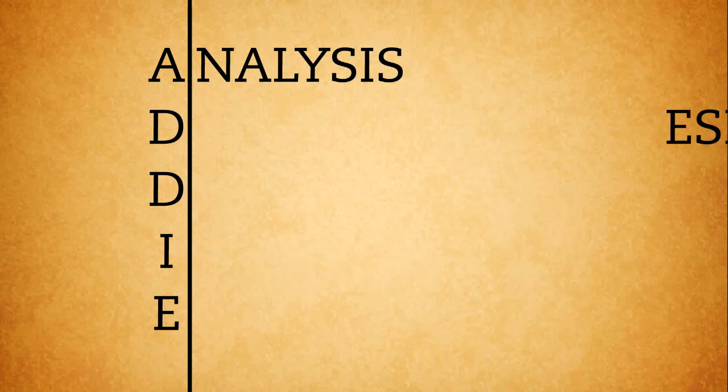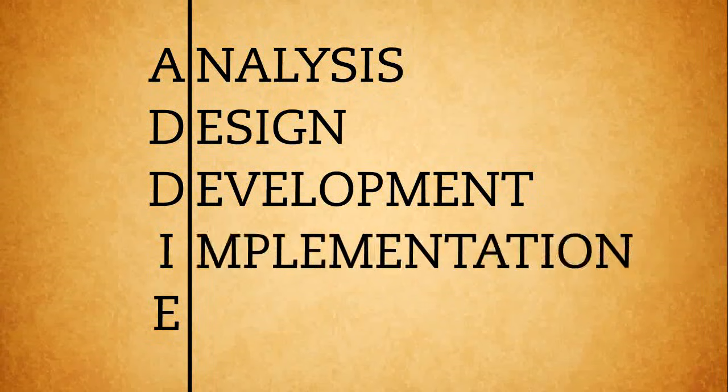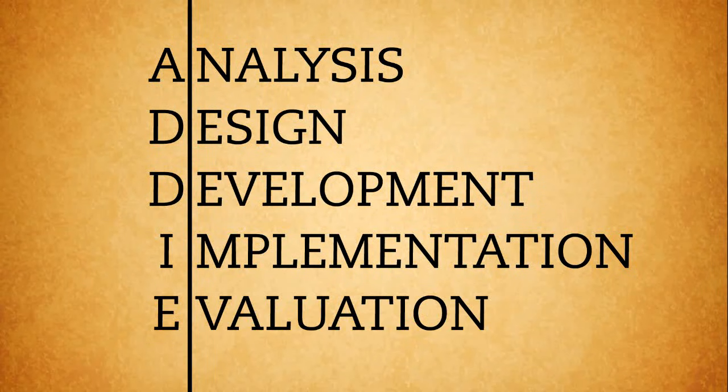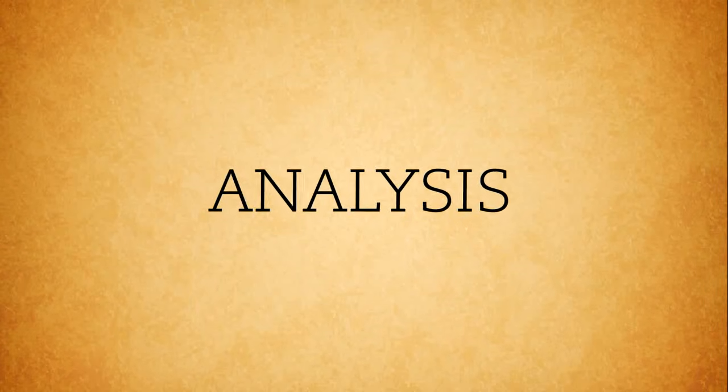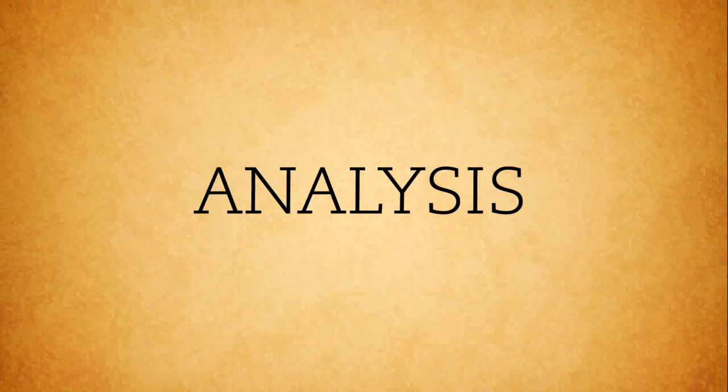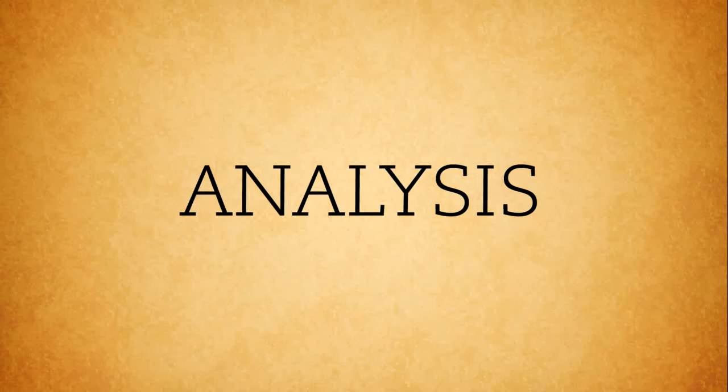The ADDIE model includes 5 phases: analysis, design, development, implementation, and evaluation. Let's take a closer look at the first phase, the analysis phase. Doing a thorough analysis before developing and implementing training can save a lot of time and resources.